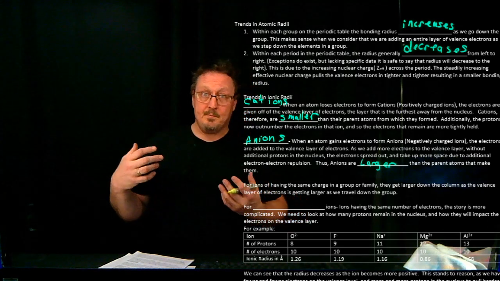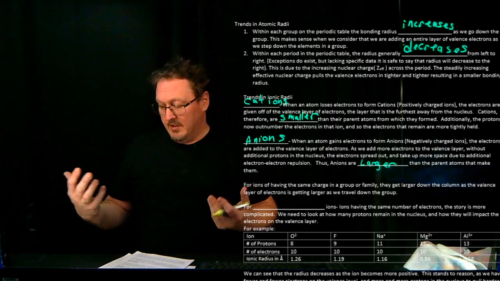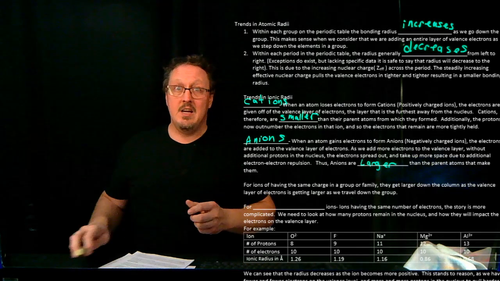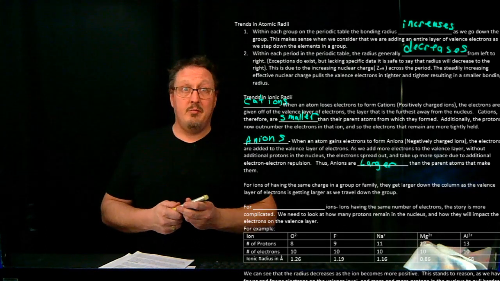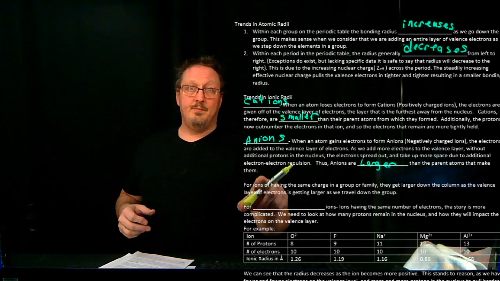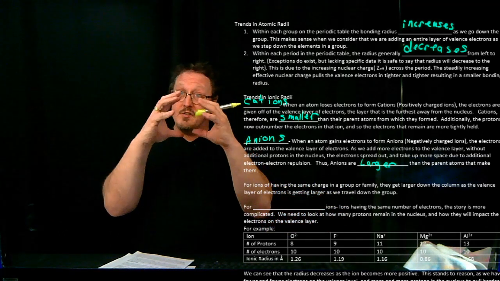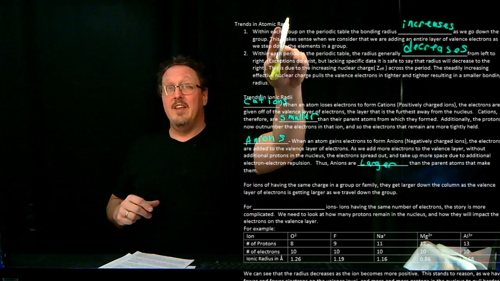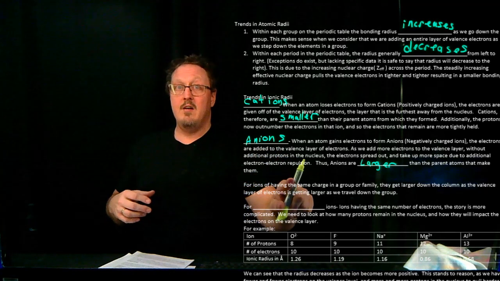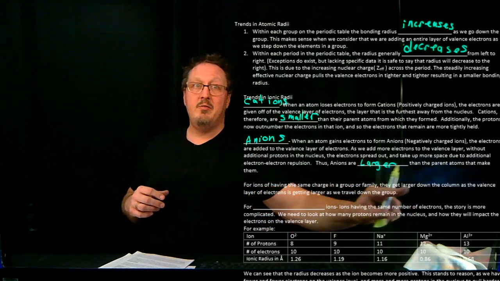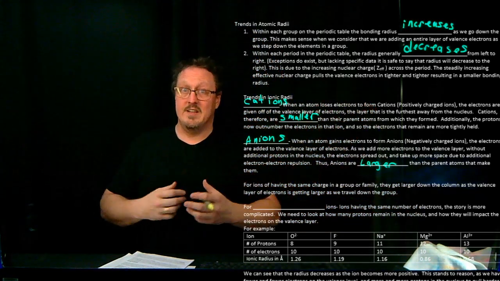So now we have one other thing we've got to talk about in terms of these atoms and ions. We're talking about ions having the same charge in a group or family, and they get larger down the column. If we're talking about the alkali metals, let's say, those ionic radii are going to get bigger for the same reason that the atoms get bigger as we go down, because we're adding more layers. So for ions having the same charge in the same group or family, they're going to get bigger as they go down. So here, here, here, and here. That's how that works out.